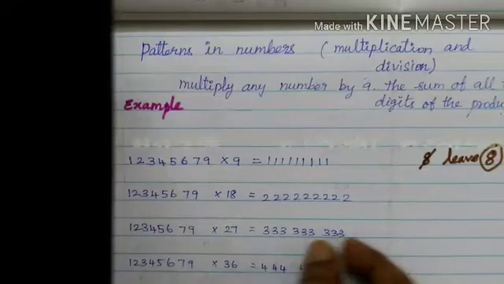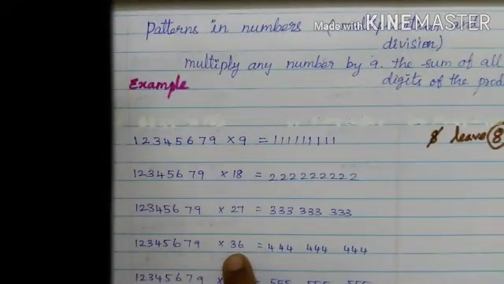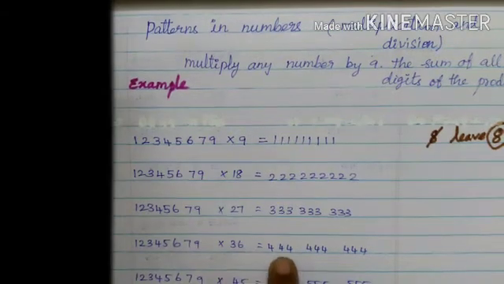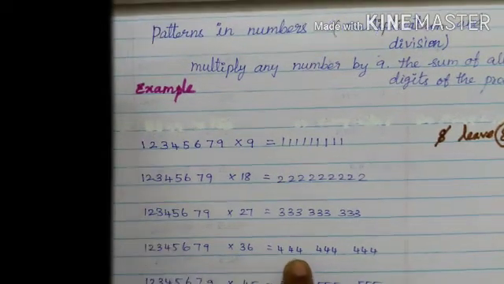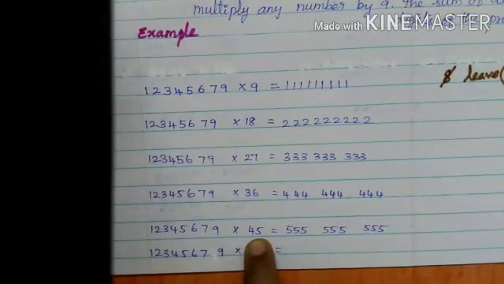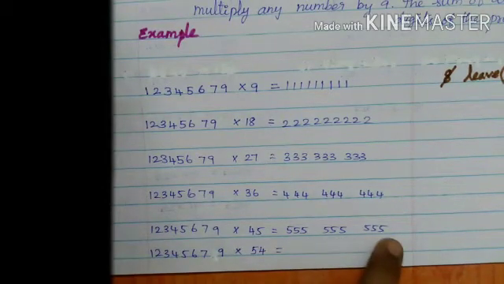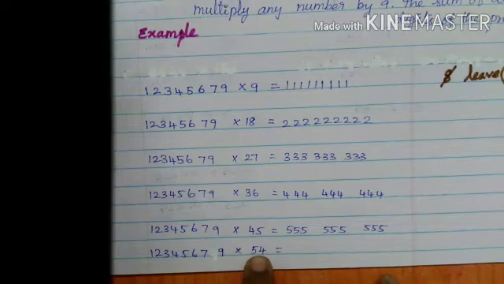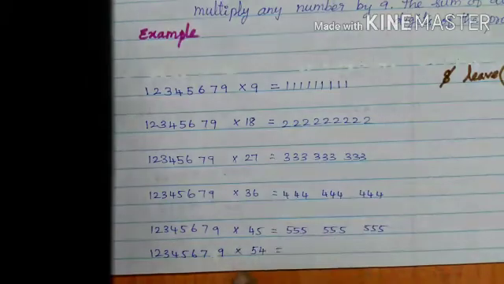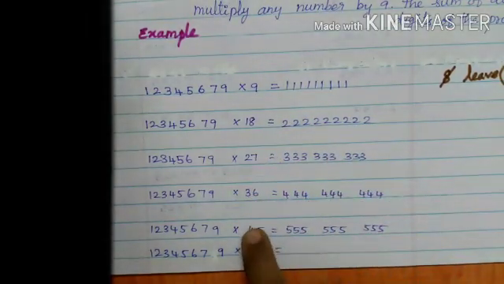Then next one, 9 fours are 36. So you get the number 4, 4, 4, 4, 9 times. Then next one, 9 fives are 45. Then you get 5, 5, 5, 5, 5. Then find out the last pattern. Here we use the same model, the 9 table. 9 ones are, 9 twos are, 9 threes are, 9 fours are, 9 fives are.